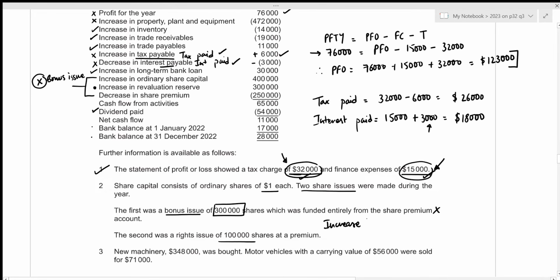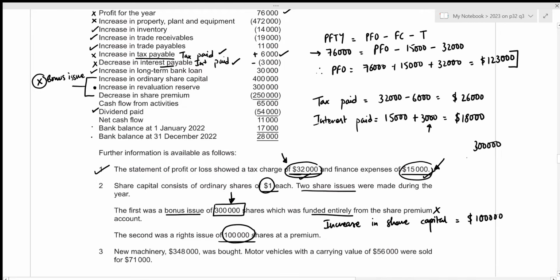Now, the increase in share capital resulting from our rights issue will just be the number of rights issue shares multiplied by the nominal rate, which in this case will be 100,000. So there's an increment of 100,000 in our share capital. Then we need to figure out the same thing for our share premium as well. And in this case, we were told that the bonus issue of 300,000 shares was funded entirely from the share premium. So initially, we had the amount of 300,000 from the share premium account, right?